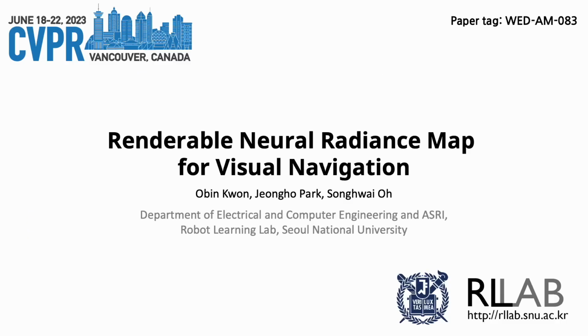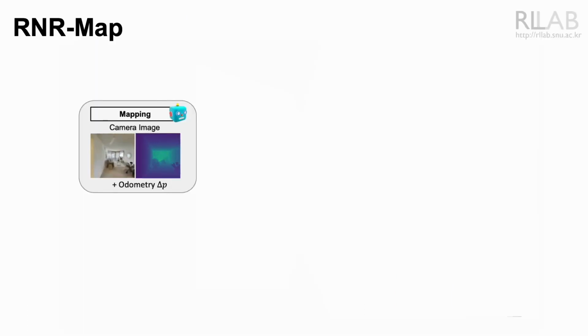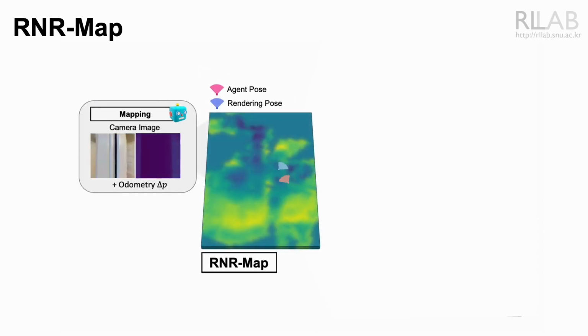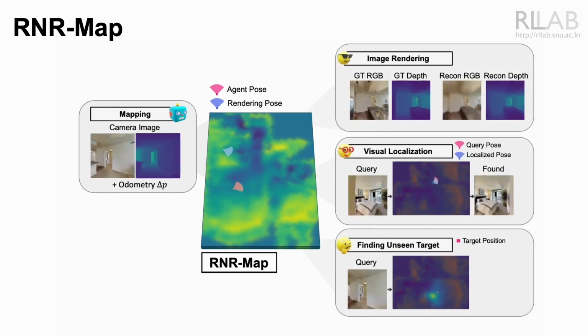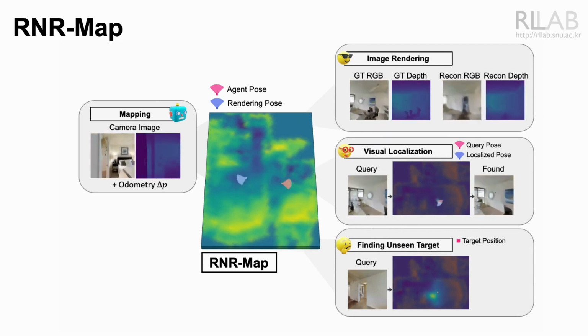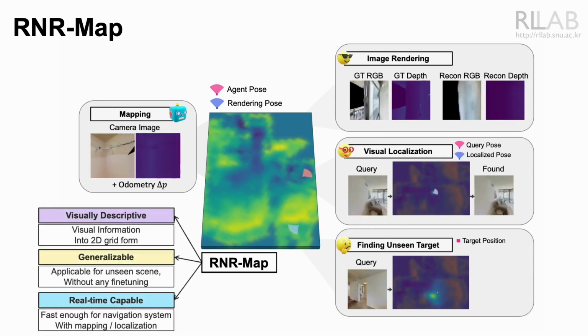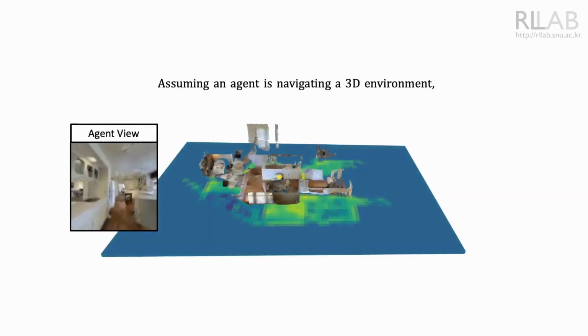semantic scene completion. Welcome to this presentation video for the paper titled Renderable Neural Radiance Map for Visual Navigation. Our paper presents the Renderable Neural Radiance Map, or RNR map, designed for robot navigation. Assuming a robot equipped with an RGBD camera and wheel odometry information, it can record the visual information from the environment into RNR map. The visual information in its grid cell enables many features which are useful for navigation. We also want to highlight the main characteristics of RNR map, which is visually descriptive, generalizable for arbitrary scenes, and real-time capable. Let's begin with the motivation behind our work.